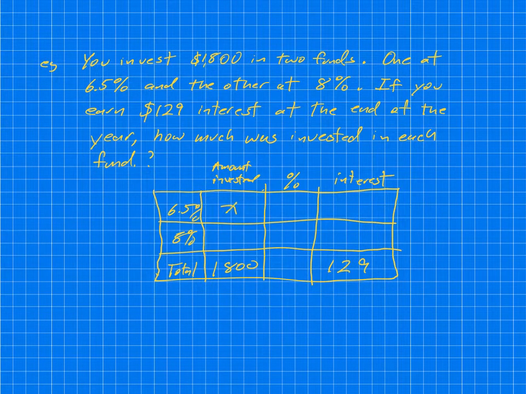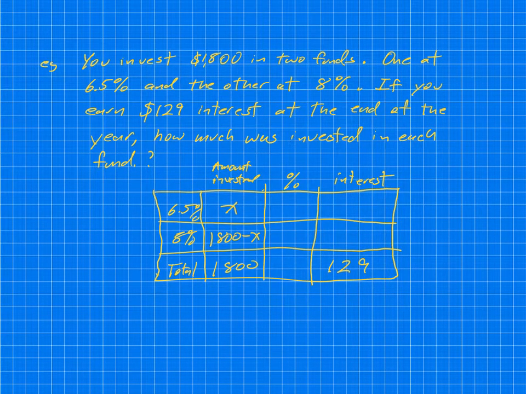Based on the solution problem, same thing. If I have a total of 1,800 and I just spent X on 6.5, what would be an expression for the 8%? Exactly. 1,800 minus X. Okay.